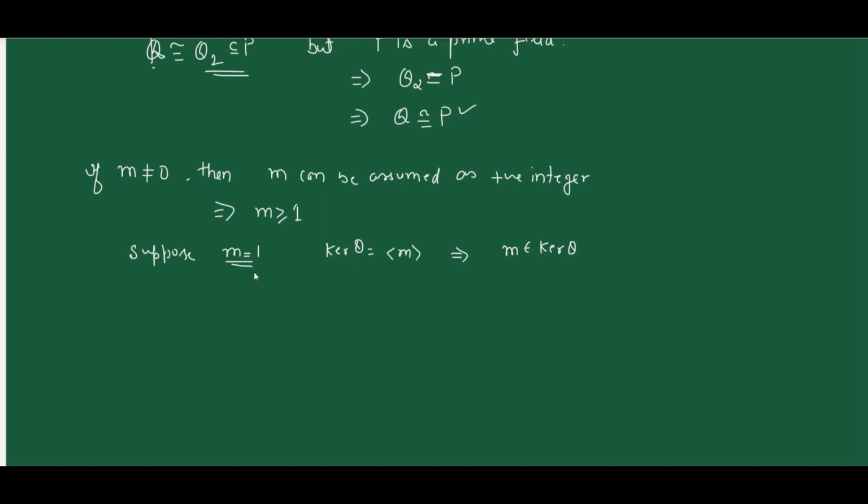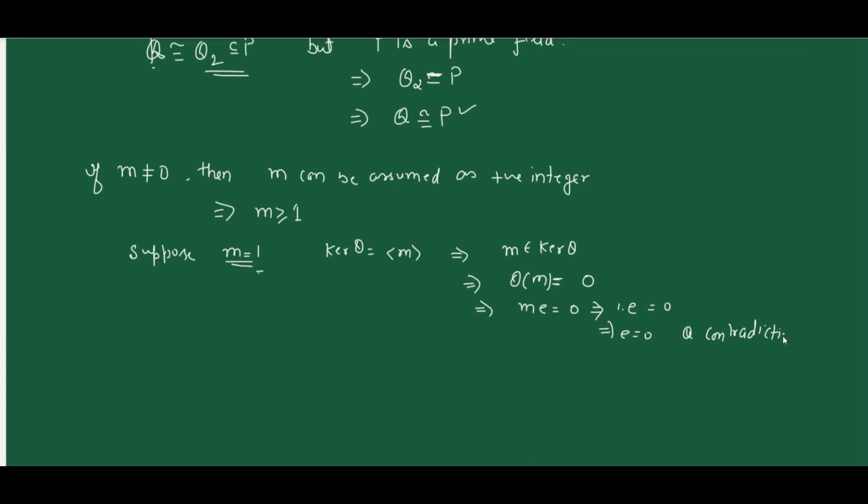And if m is 1, this implies m belongs to kernel theta. Now you can say that theta of m is 0, because any element belonging to kernel theta gives you the value 0. Now theta m means me is equal to 0, and if we assume that m is 1, then 1 into e is equal to 0, which implies e is equal to 0. The multiplicative identity is 0, which is a contradiction.